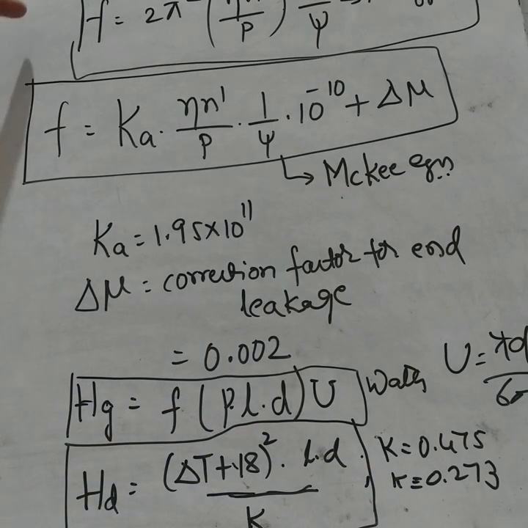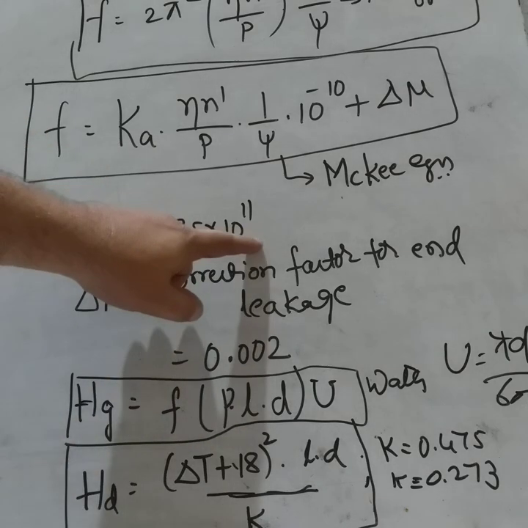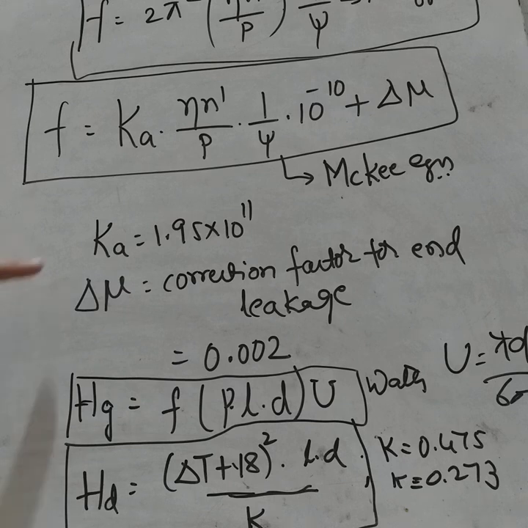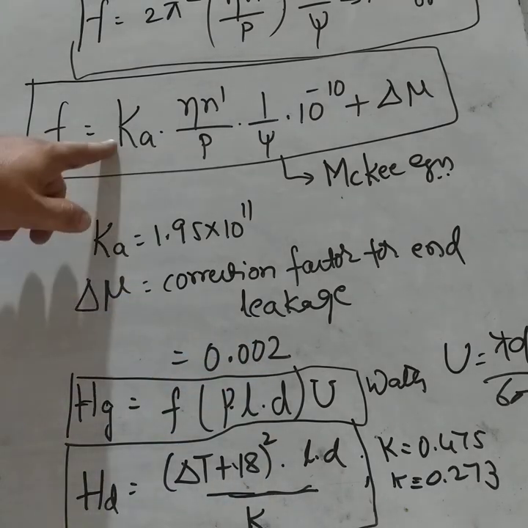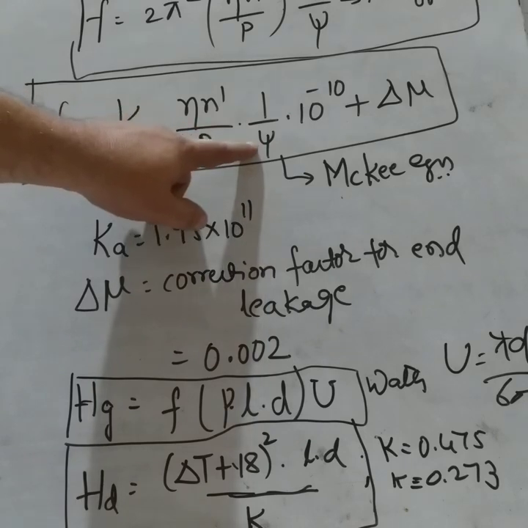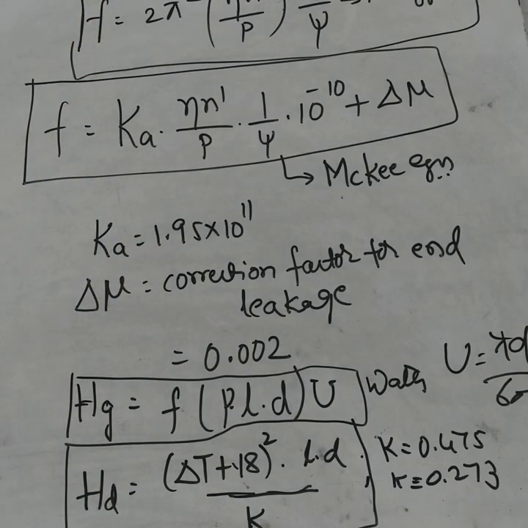So essentially we calculate coefficient of friction either by Petrov's equation or by McKee equation, or in many cases we calculate coefficient of friction using both Petrov's equation and McKee equation. In McKee equation, this Ka is 1.95 into 10 power 11, a constant value for full journal bearing, and delta mu is the correction factor for end leakage, which is given by 0.002. So substitute these values over there, and as we know, xi is diametral clearance ratio, that is capital C by diameter of the journal, or radial clearance by radius of journal.